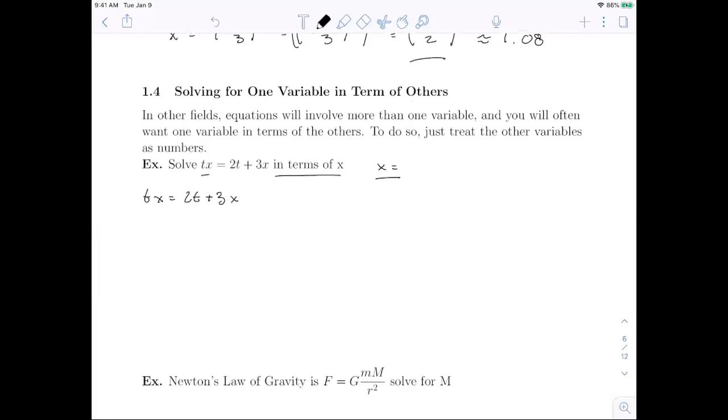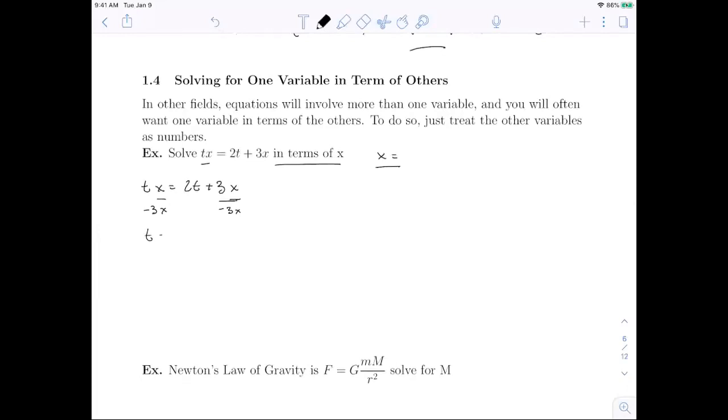Remember, I want to get all of my variables on one side. So if I'm solving in terms of x, what's my variable? X. T I'm treating as a number right now. So what can I do first? Let me rewrite this t. So what I would want to do is subtract 3x from both sides. I have an x over here, and I have just a 2t by itself. So 2t in my eyes right now is a constant. So I get tx minus 3x equaling 2t.